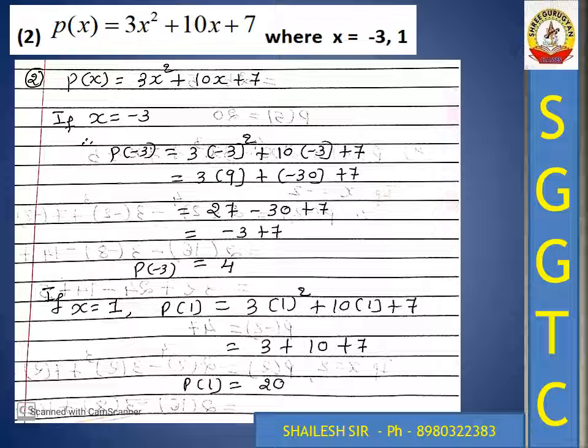So definitely, students, I put x equal to minus 3 in place of x and calculate further. I get the answer P of minus 3 is equal to 4. Same as if I take x equal to 1 in the given question and put in the values, 3 into 1 square plus 10 into 1 plus 7, you get 3 plus 10 plus 7. P of 1 equal to 20. Yes, students, P of 1 equal to 20 and P of minus 3 equal to 4.